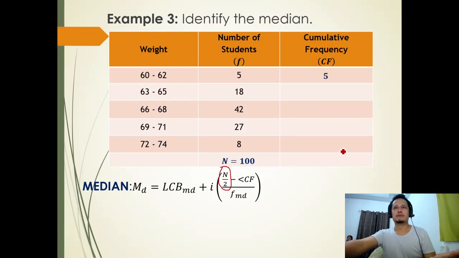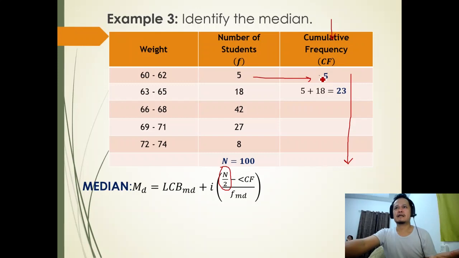Let us take a look at the cumulative frequency first, because there's another column that you need to add. For the number of students, these are the same frequencies, and N is equal to 100. So let us complete this table first. How do we get the cumulative frequency? The first entry for the first class interval will be 5.